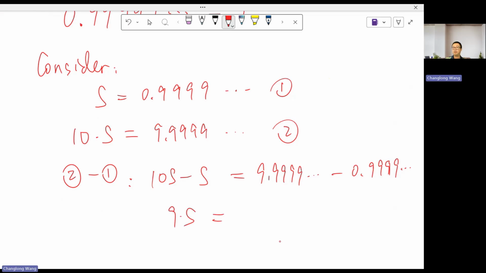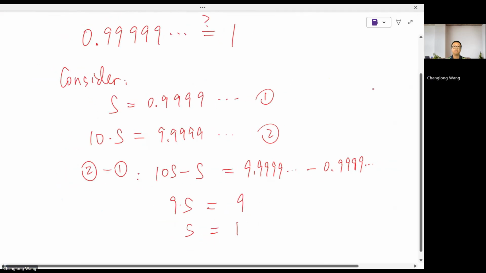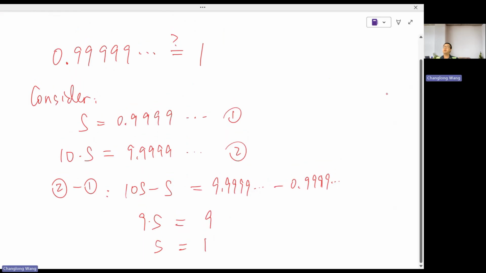Now what about the right-hand side? What do you get? 9. All the decimal places are gone, right? Then last time I checked, s has to be 1. So what does it mean? It means that 0.99 repeating is 1.